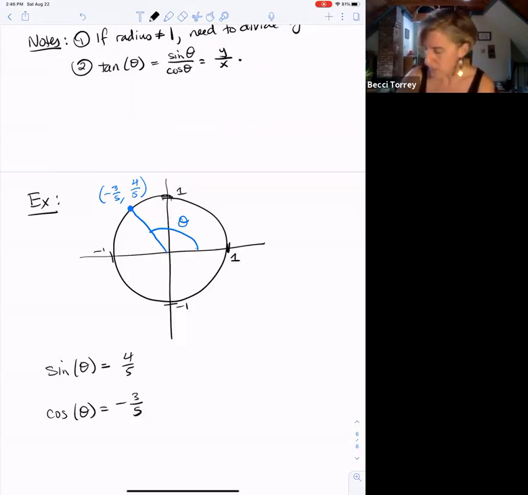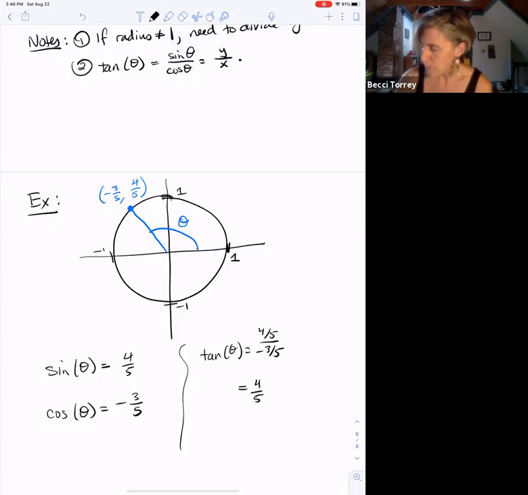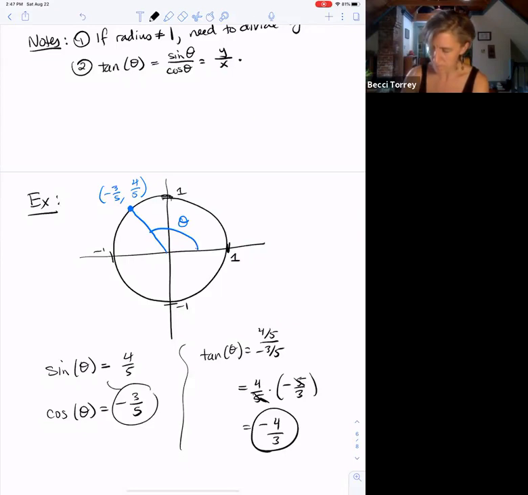Let's say you want to find tangent of theta. This is sine divided by cosine, so this is 4/5 divided by minus 3/5. So it's 4/5 multiplied by the reciprocal, minus 5/3. Cancel those 5s, so this is minus 4/3. That's all you do, just read them off.